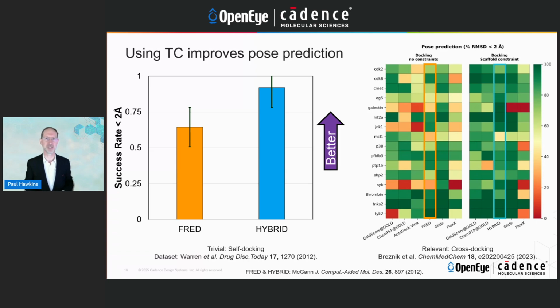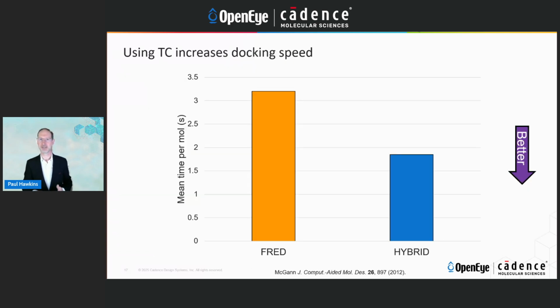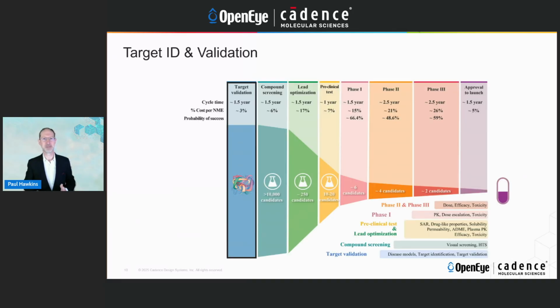And though this part seems like cheating, we actually get the better results faster. FRED takes around 3 seconds a molecule, a little bit more. Hybrid takes less than 2 seconds a molecule. So about a 40% increase in speed and improved docking pose prediction. So great answer. What I think I've established is we've got a variety of different ways to apply the shape and color technology to a variety of problems.